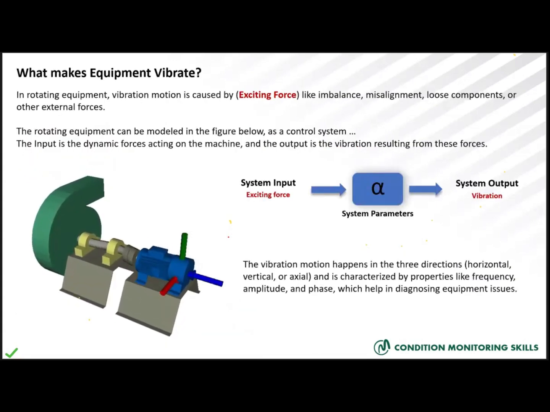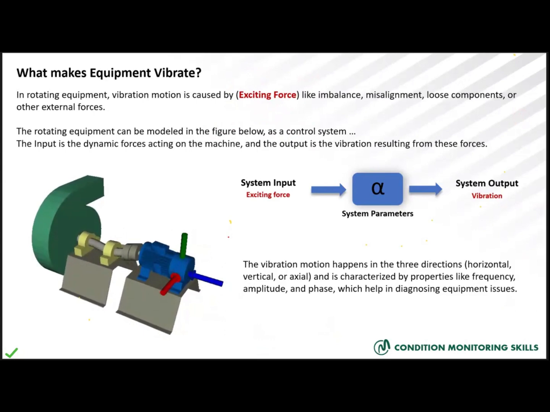Another very basic question: what makes the equipment vibrate? In rotating equipment, the vibration motion is caused by exciting forces. What are the exciting forces? Imbalance is an exciting force. Misalignment is an exciting force. Loose components are exciting forces. There are a lot of different exciting forces for your machinery.